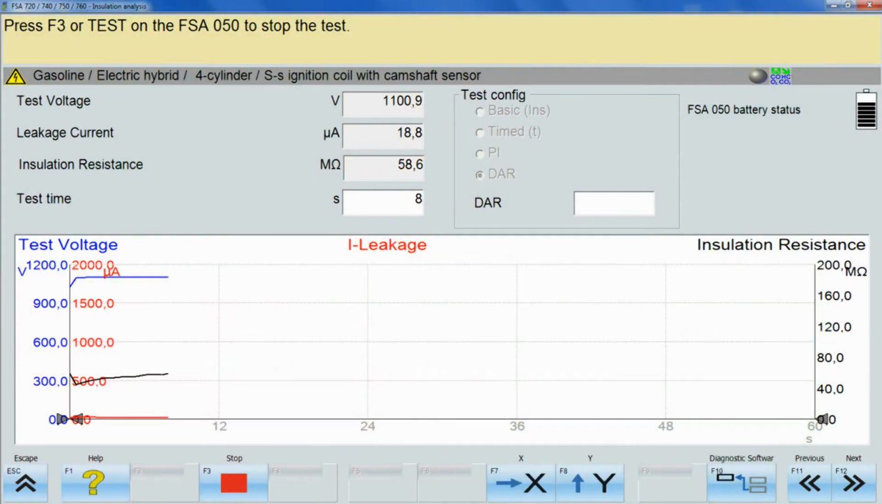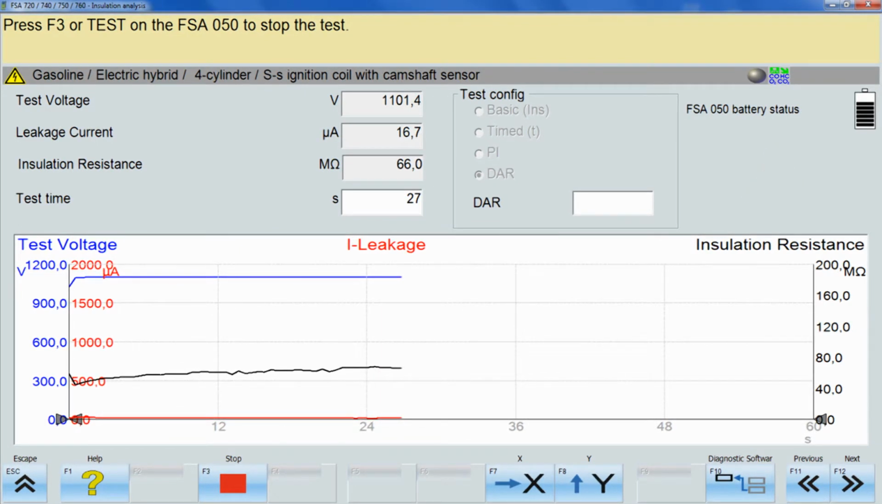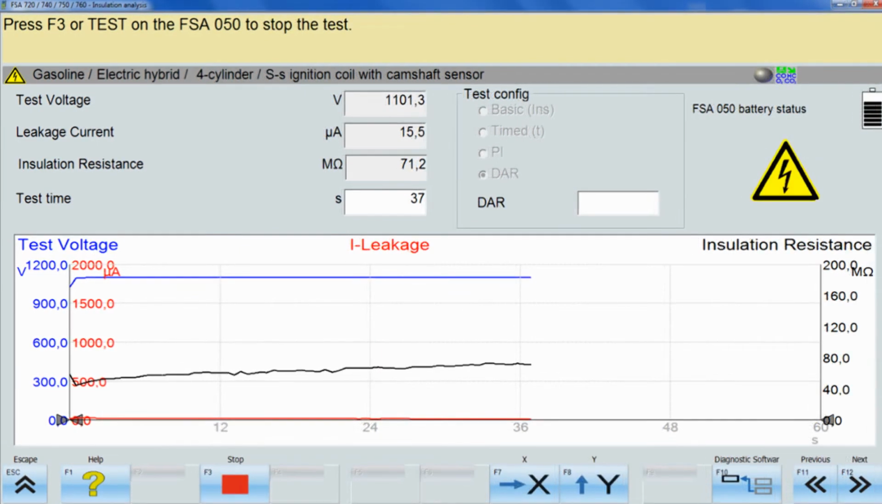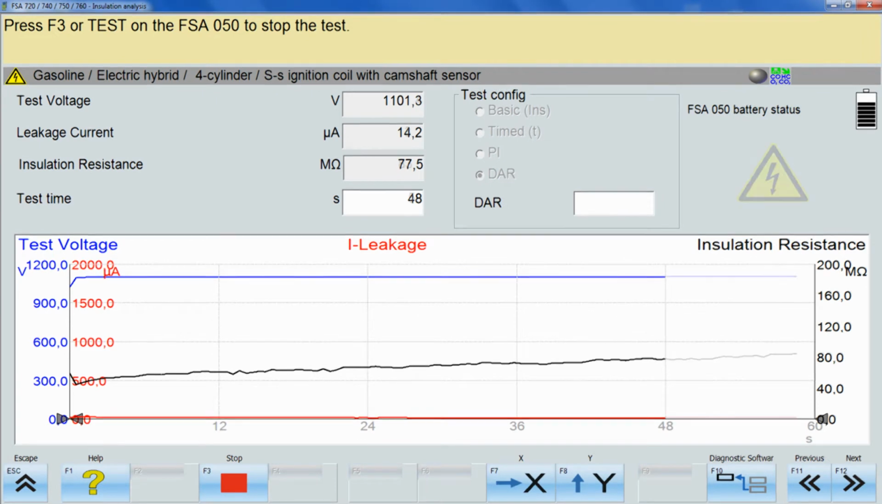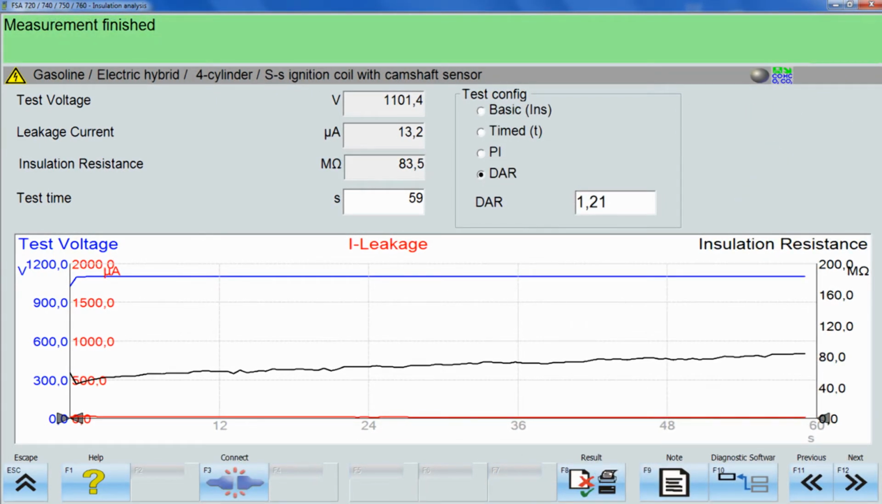The user can follow and analyze the graphs of insulation resistance, leakage current, and test voltage on the Graphical User Interface, or GUI. At the end of the test run, the FSA 050 evaluates the test procedure and provides the final result of the insulation resistance on the display.